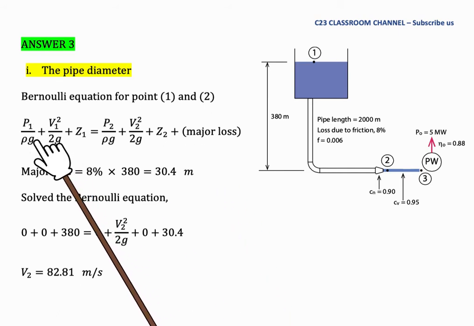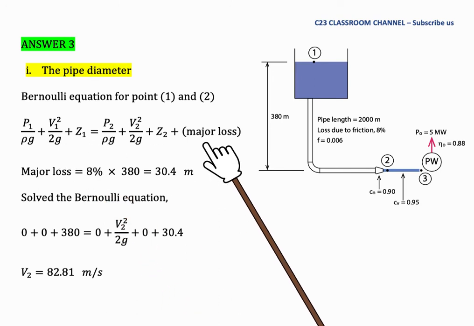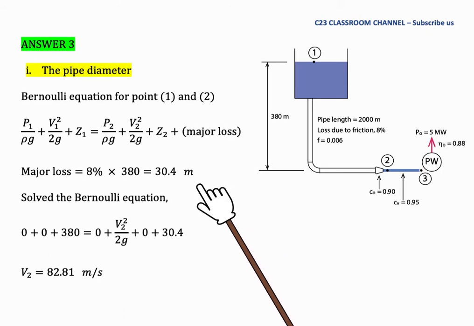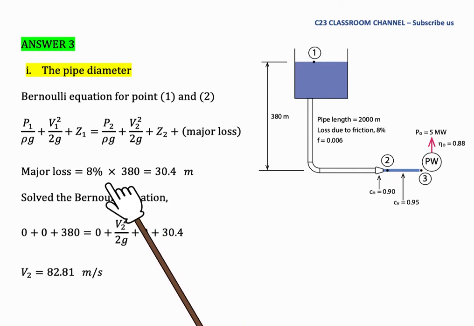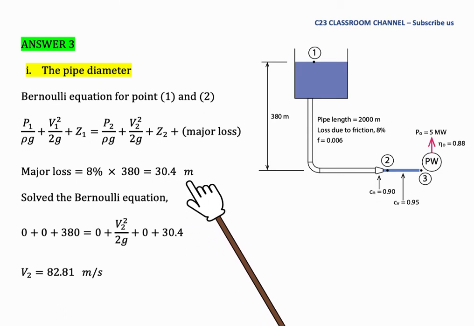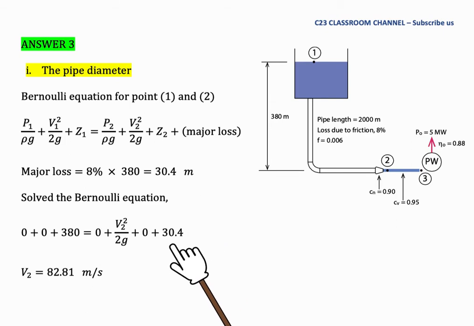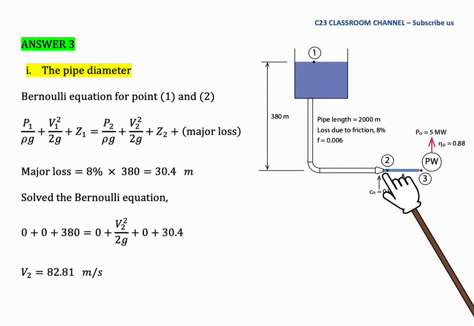We have P over rho g plus V squared over 2g plus Z, and at the outlet here we add the major loss. From the question, we know that the major loss is 8% of the gross head. So 8% of the 380 meters is 30.4 meters. We substitute the value of 30.4 as the major loss in the Bernoulli equation. We get V2, the velocity at point number 2 just outside the nozzle, as 82.81.